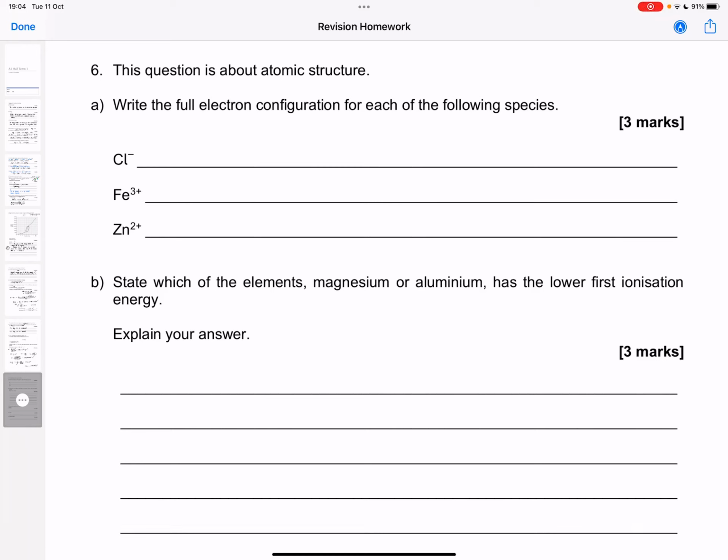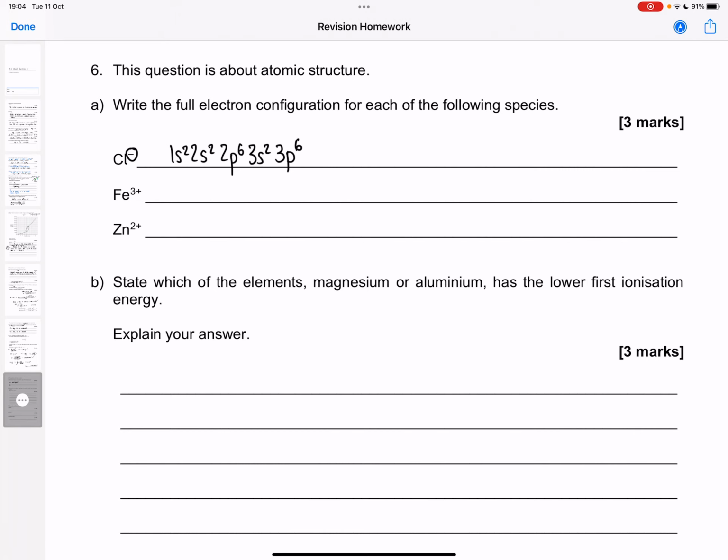So question 6 is about some electron configurations. So we're going to write down the electron configuration. So you find chlorine in your periodic table, and you'll see that it's got 17 electrons: 1s2, 2s2, 2p6, 3s2. So it should be 3p5, but that would be chlorine, and a chloride ion has got one extra, 3p6. So we're adding one extra onto the chloride ion.